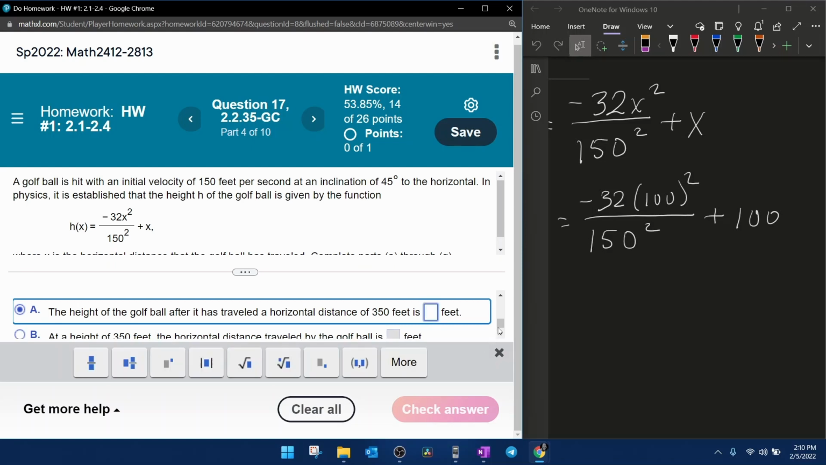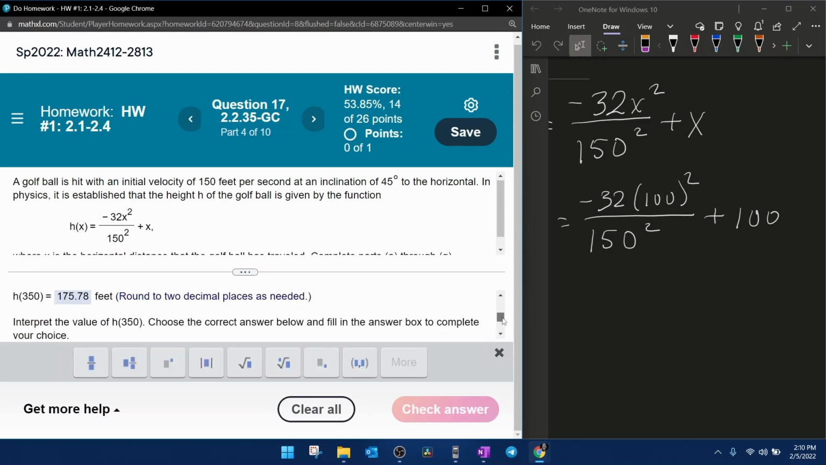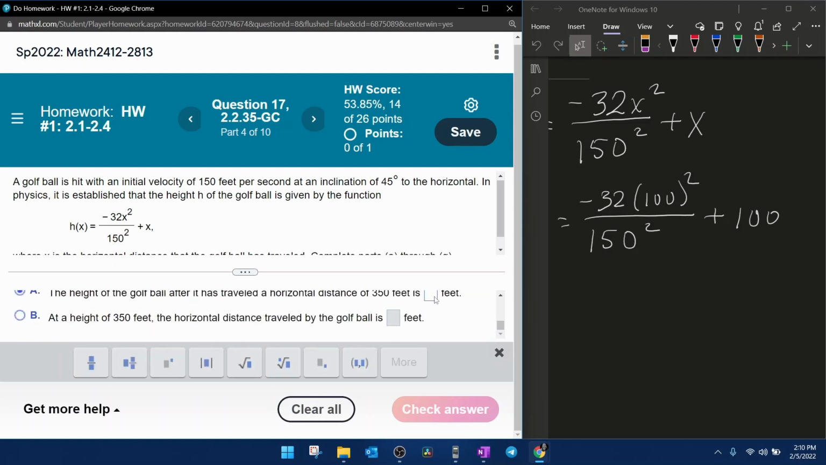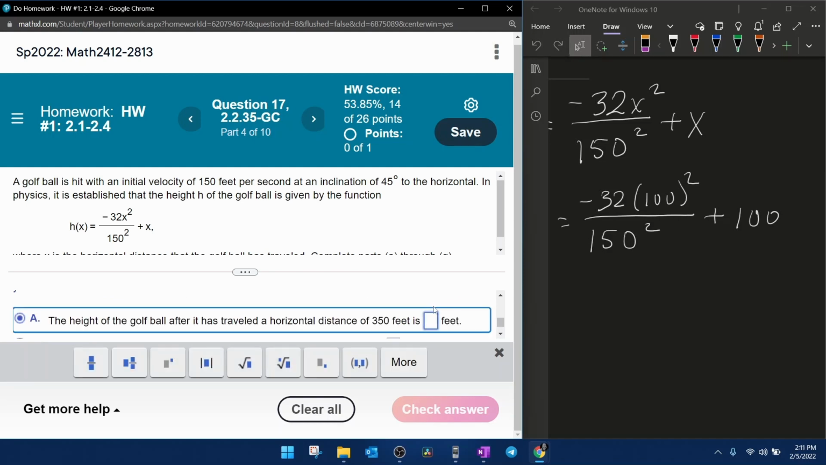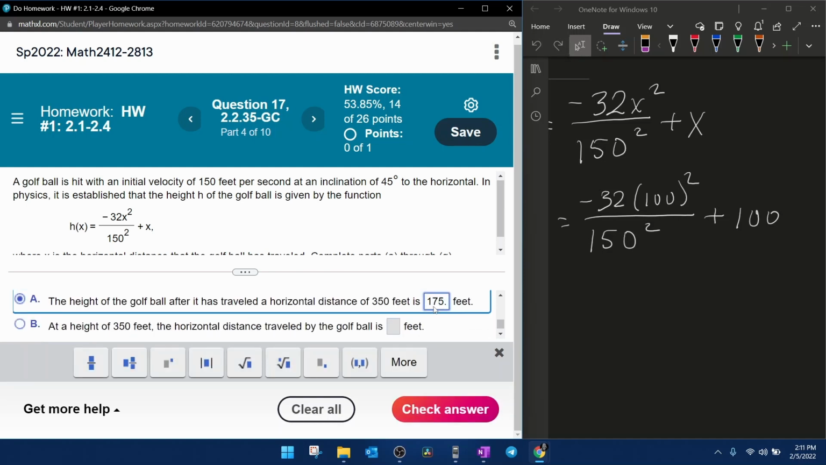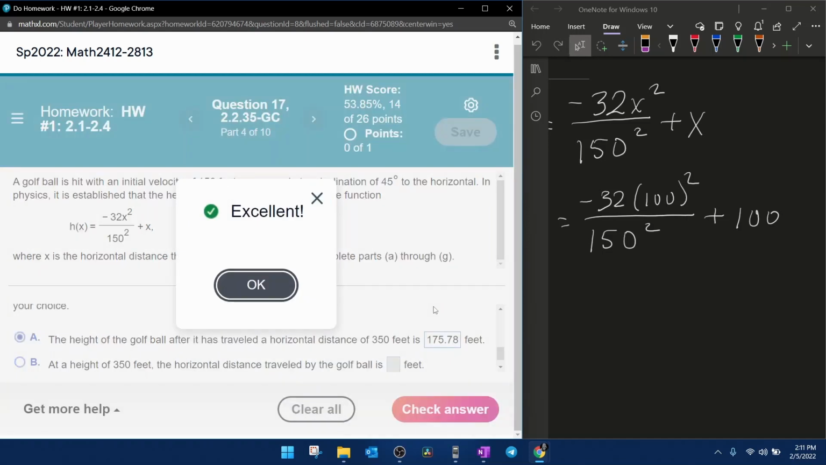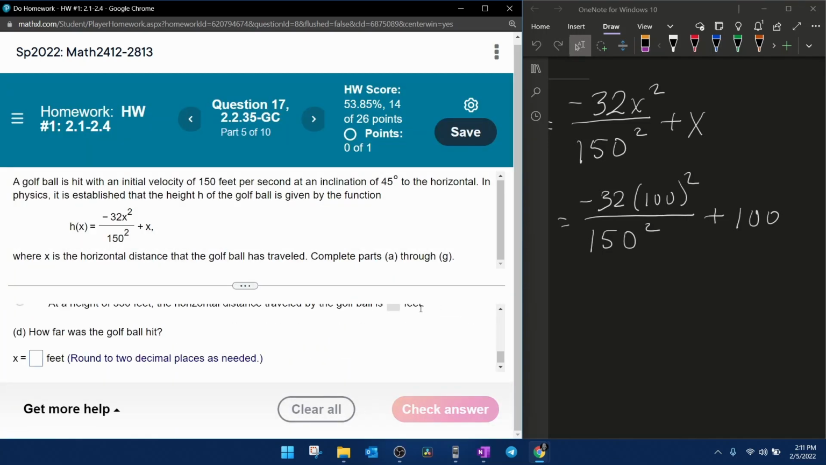And how many feet was it? I think this is just going to be copy and paste. 175.78. Yeah, just copy and paste the previous answer. How far was the golf ball hit? How far? Well, x is the horizontal distance, which means we would need to solve for x.